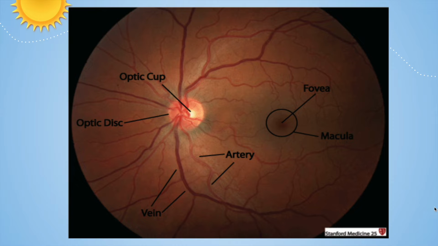So this will be the normal fundus, wherein the normal blood vessels emerge from the nasal side of the optic disc, and it also shows that the arteries are narrower than the veins.